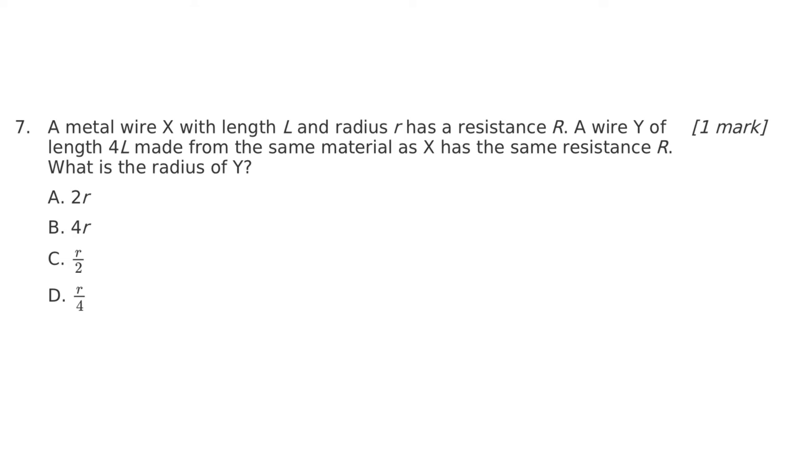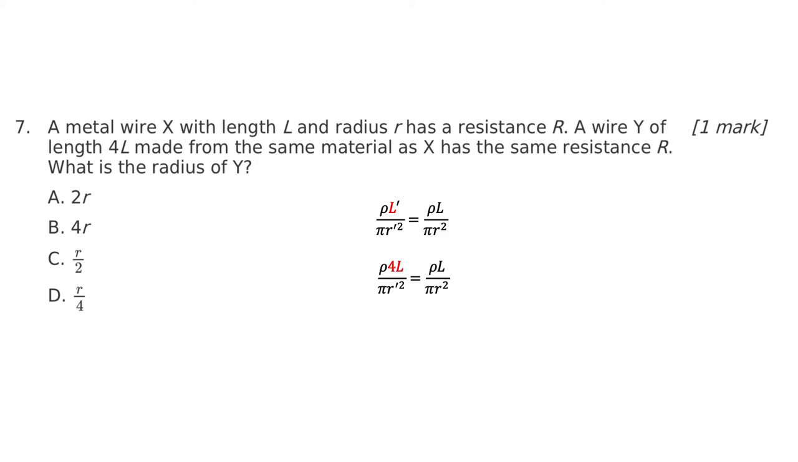Metal wire X with the length L and radius r has a resistance R, and Y has the same resistance again. We've got the same kind of ideas here. Again, we're going to equate their equations. This is rho L dash over pi r dash squared equal to rho L over pi r squared. That's just resistance equals resistance here.